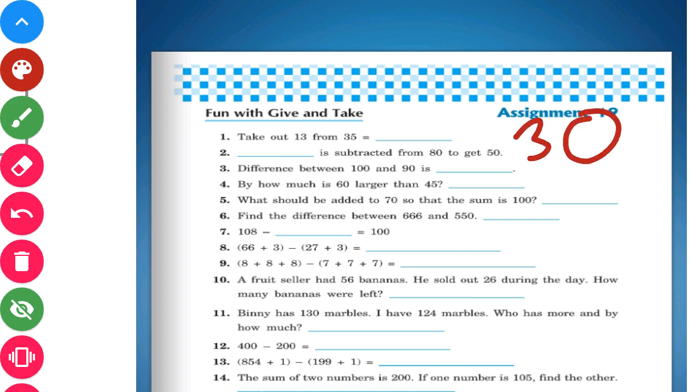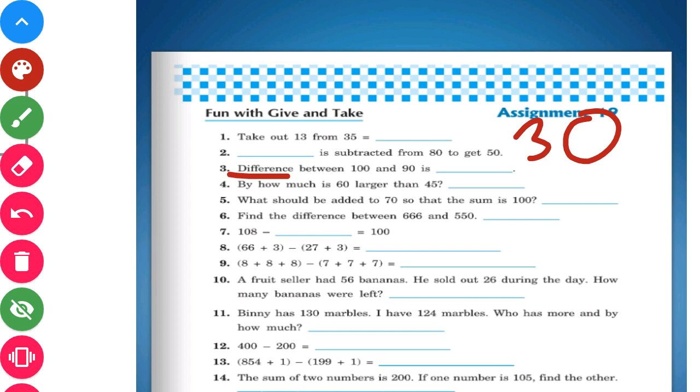Now, moving toward the next question, question number 3. Difference between 100 and 90 is. Okay. So the word difference is used here. That means we have to subtract. So this is a very easy question. Tell me orally how much is the difference between 100 and 90?